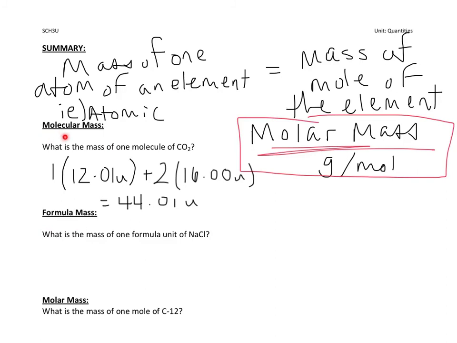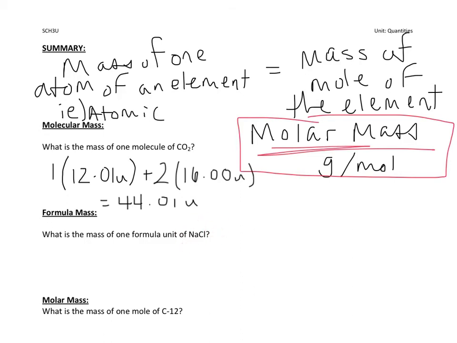The reason why this is the molecular mass is carbon dioxide forms molecules. Can you say that sodium chloride is a molecule? No. It's a formula unit, because remember that's the lowest ratio of sodium to chlorine. So we can't call that the molecular mass, we can instead call that the formula mass.